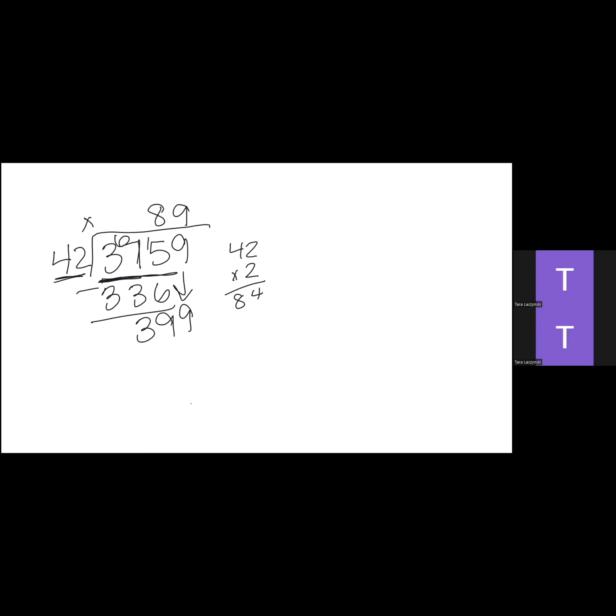9 times 42 is 378. When I subtract that, I'm left with 21. 21 is smaller than 42, which means it is okay to be a remainder because there is nothing left. So number 1 is 89 with a remainder of 21.